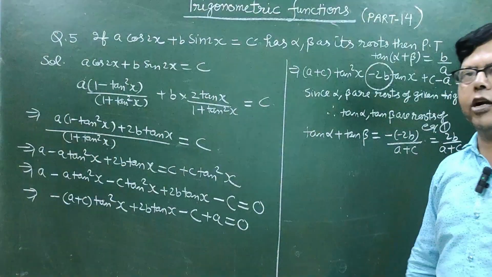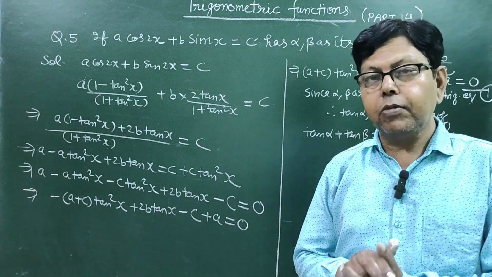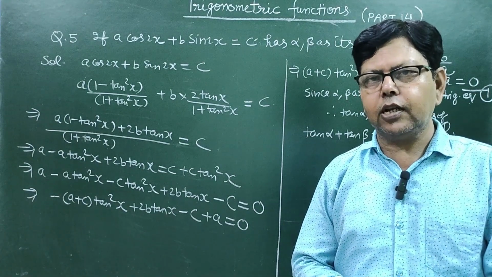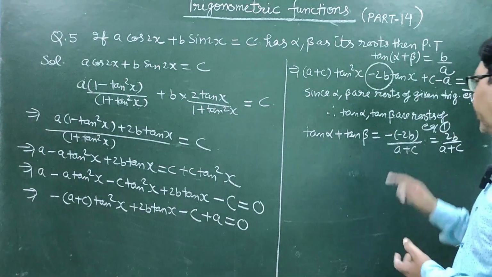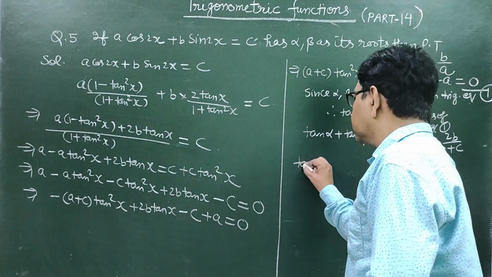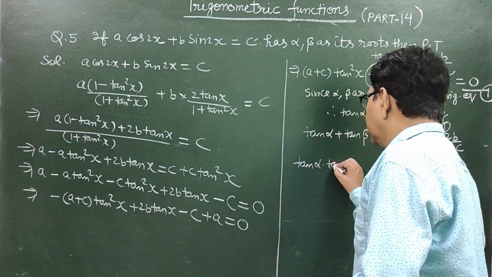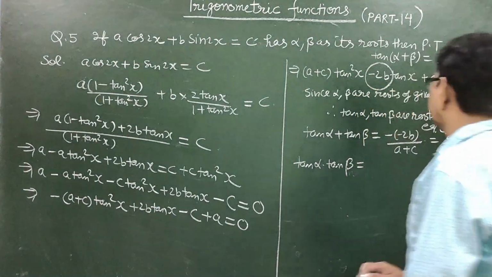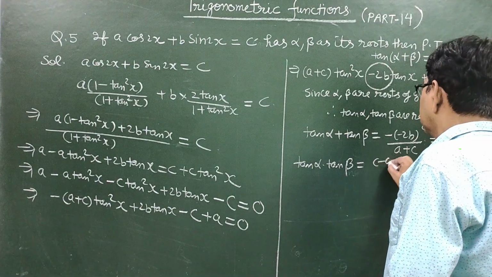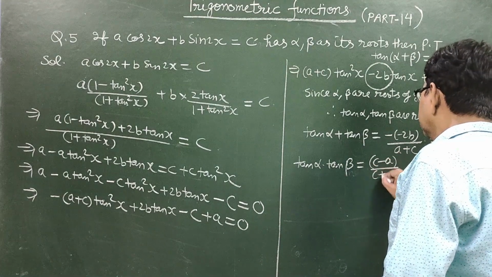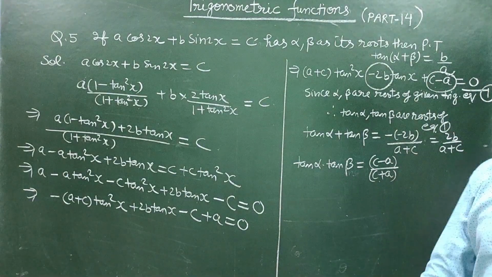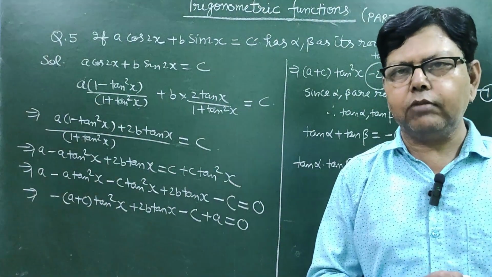Similarly, you know, in a quadratic equation ax square plus bx plus c equal to 0, if the roots are alpha and beta, then alpha plus beta is equal to minus b upon a. The same I have done here. And alpha into beta, that is tan alpha into tan beta, is equal to constant term upon coefficient. Constant term is c minus a, so c minus a upon c plus a. Now we have got the value of tan alpha plus tan beta and tan alpha into tan beta.